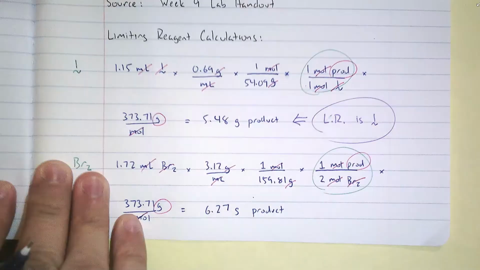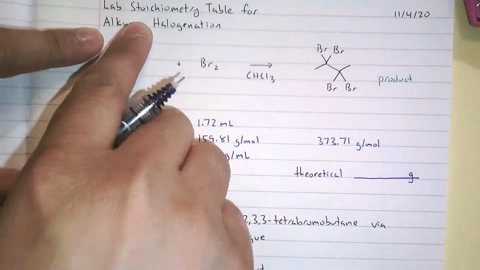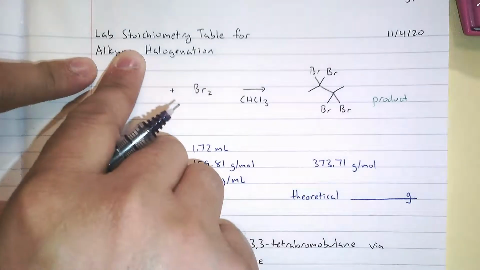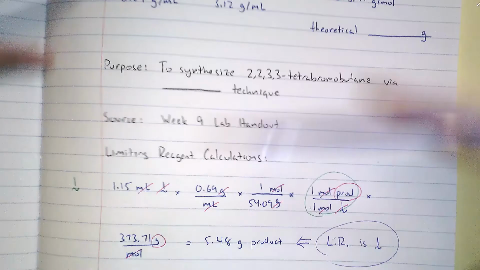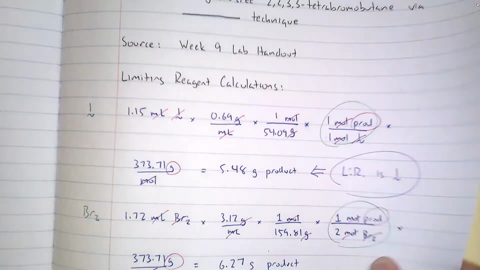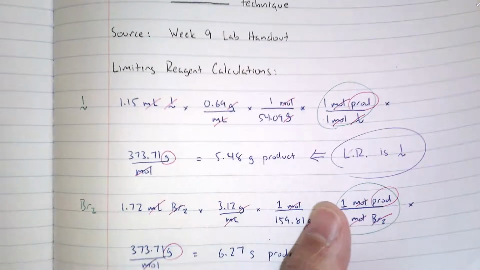That's important for what we're going to do next, which is the lab stoichiometry table. Okay. So this is the last part, and this is going to be new for, I think, almost everyone. Everyone has done, I imagine, limiting reactant or limiting reagent calculations in general chemistry. But it's a stoichiometry table that's pretty different from what you've done in the past.